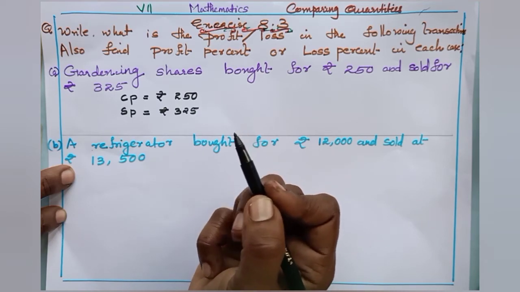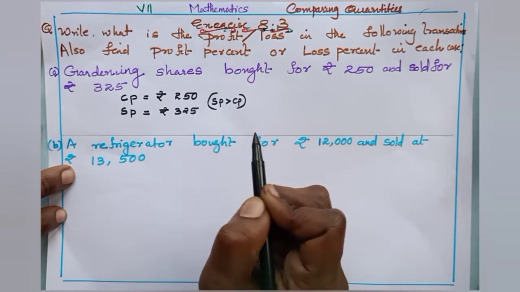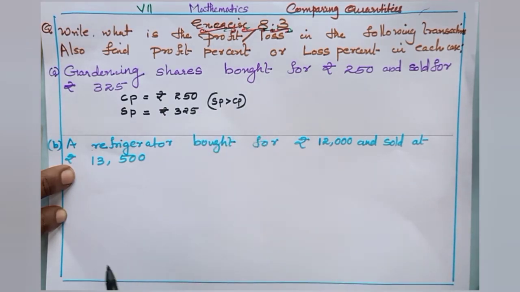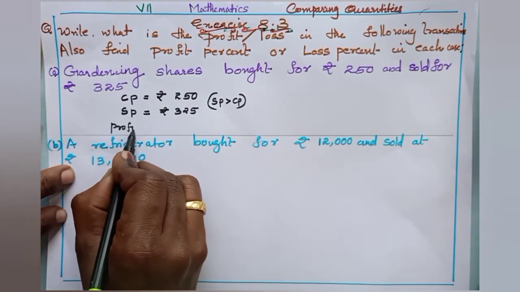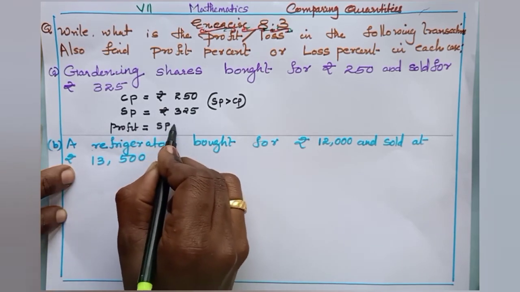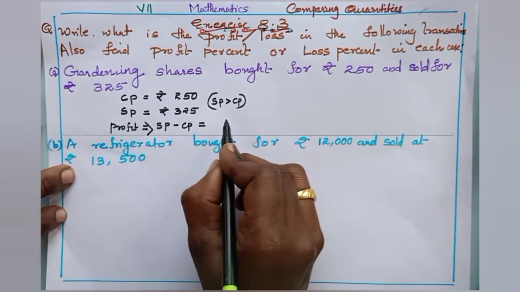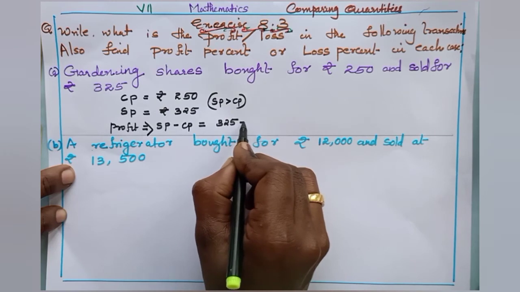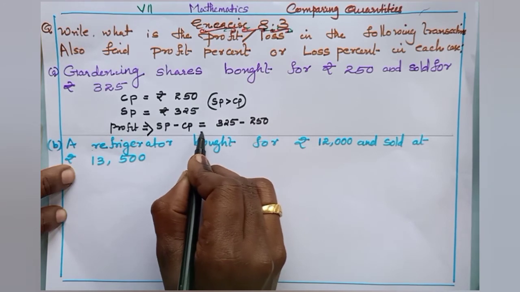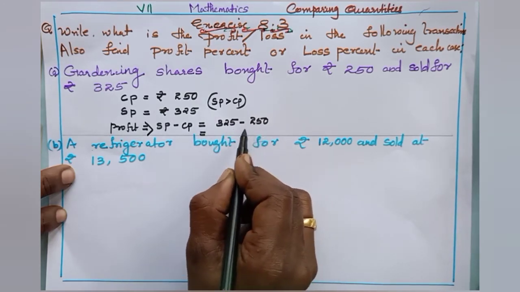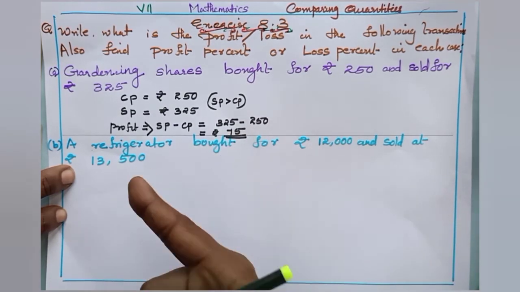So which is greater? Yes, SP is greater than CP, so he got a profit. Profit equals SP minus CP, so selling price 325 minus CP 250. 325 minus 250 is rupees 75. So 75 rupees is the profit.